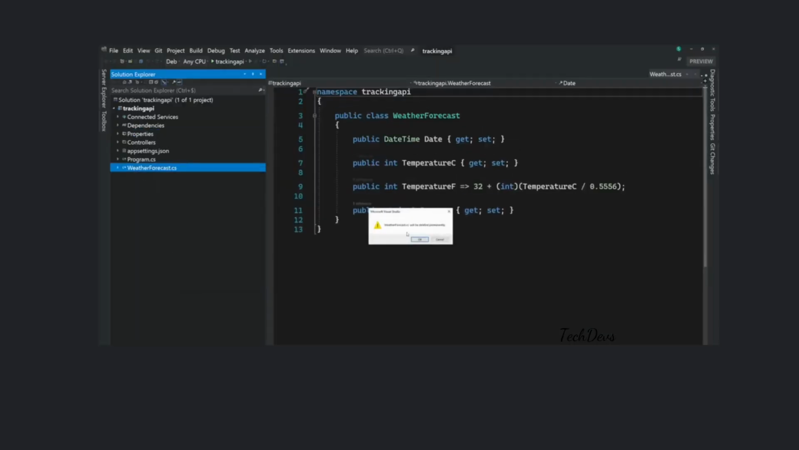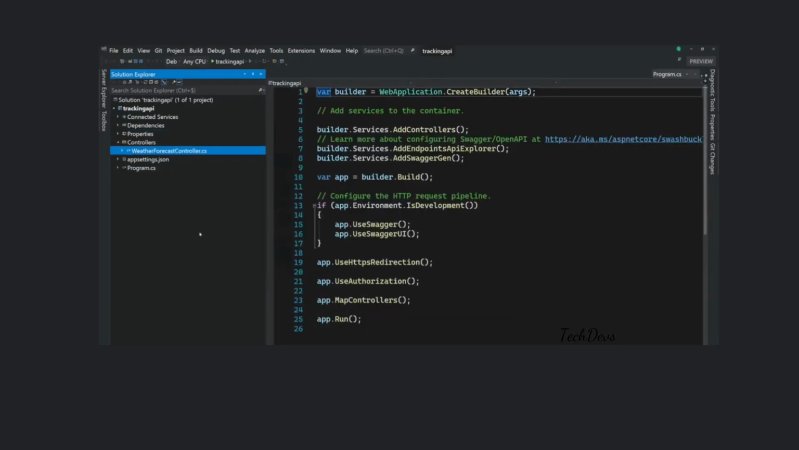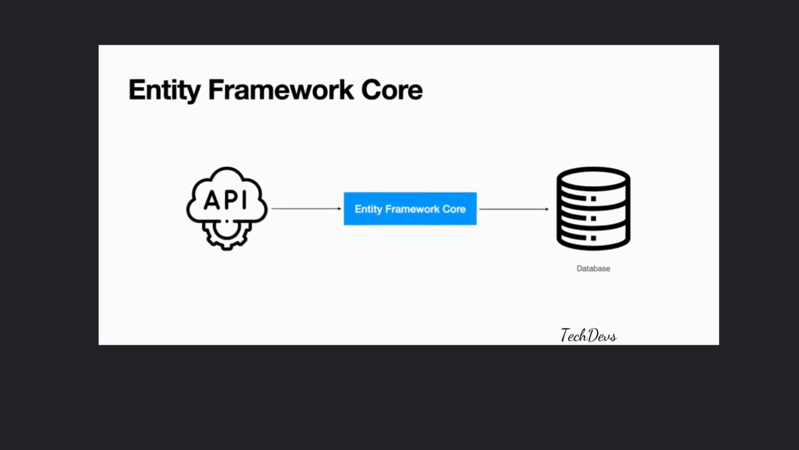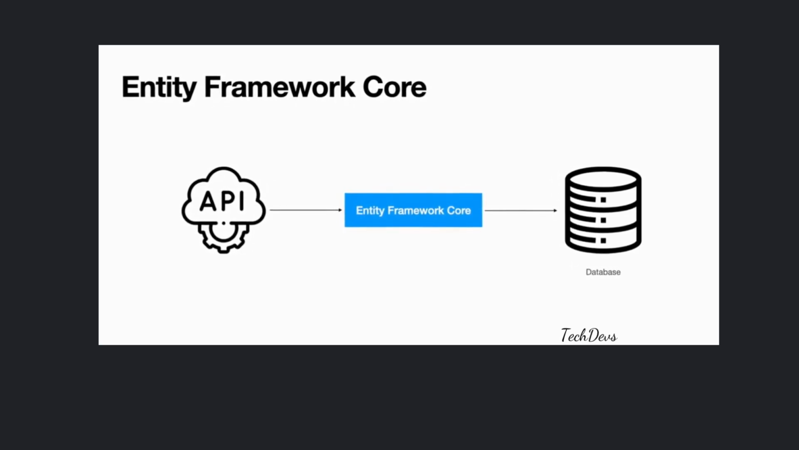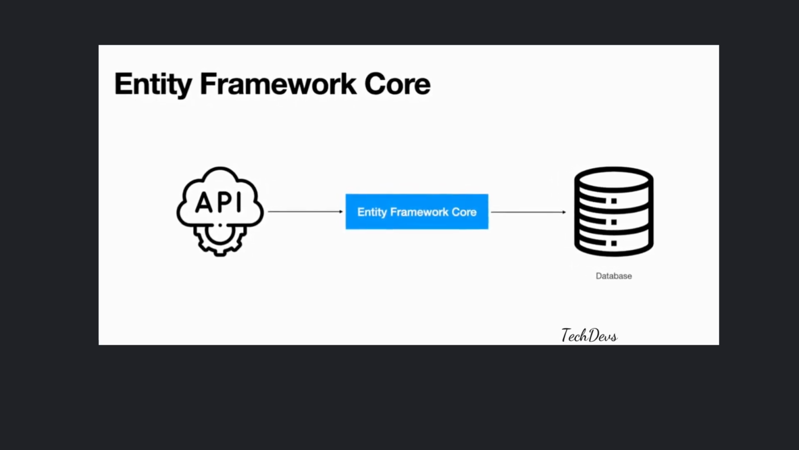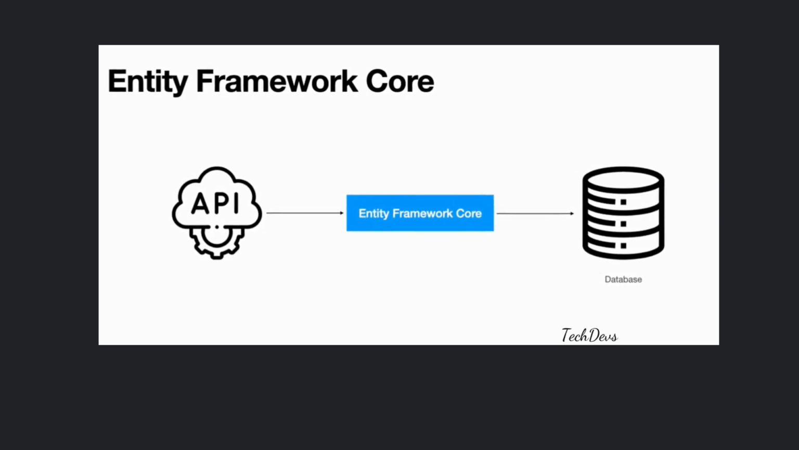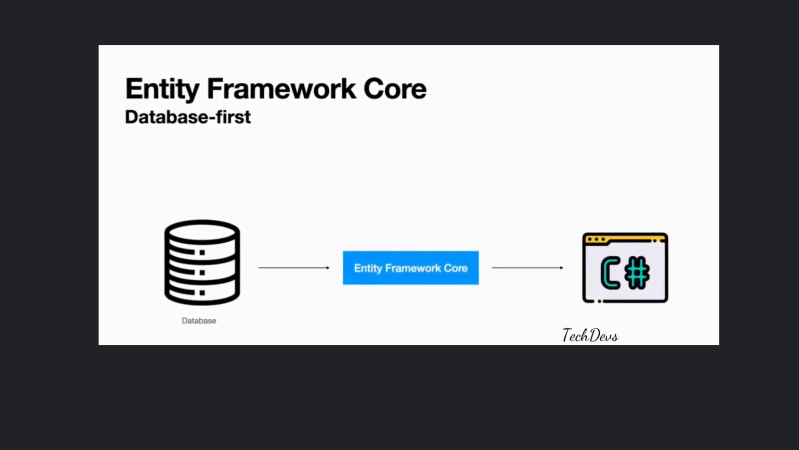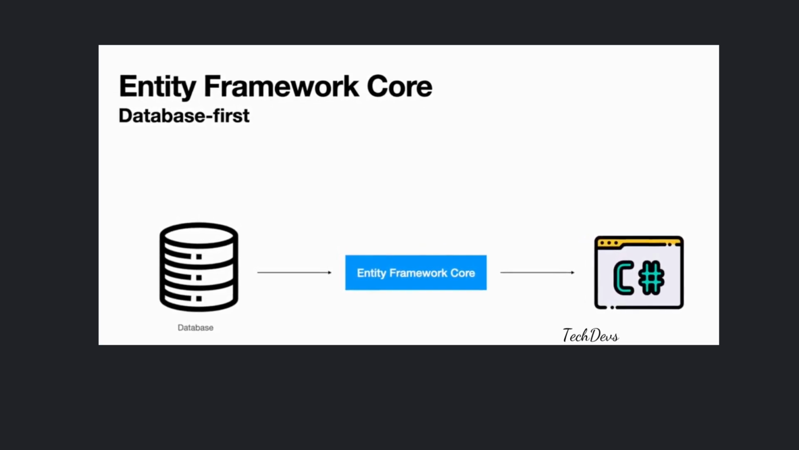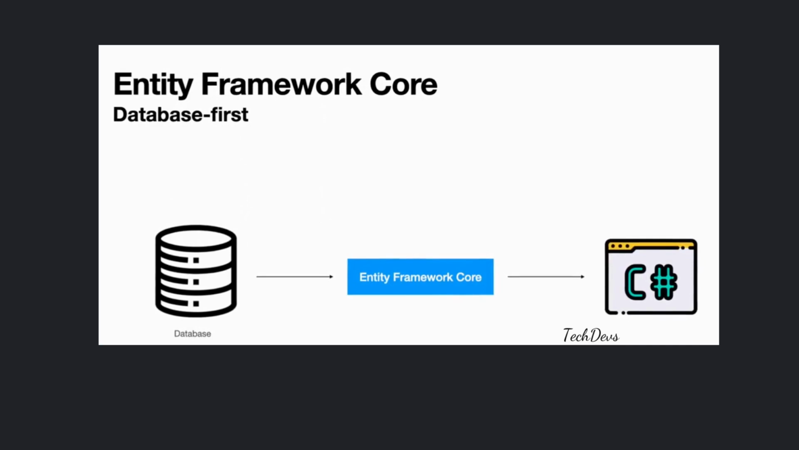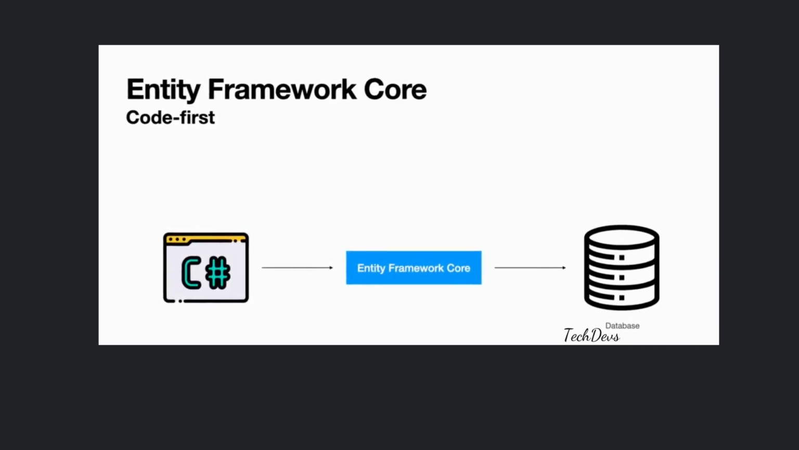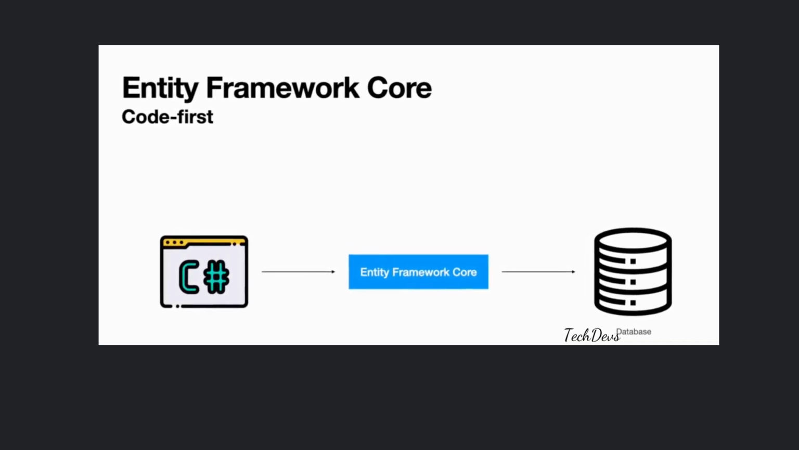Let's get rid of these classes because we are going to create new ones. We will use Entity Framework Core in order to interact with the database. The goal of Entity Framework Core is to use C# classes instead of SQL tables. There are two main approaches when working with EF Core: database first, where a model is created from a database, or code first, where the database is generated based on the model. We will use the latter.